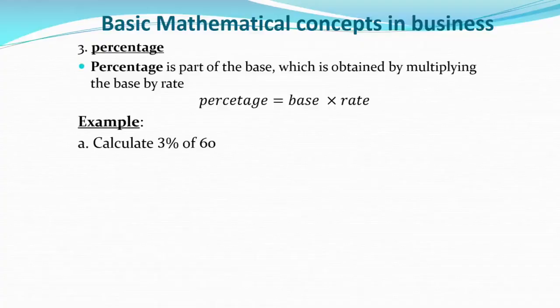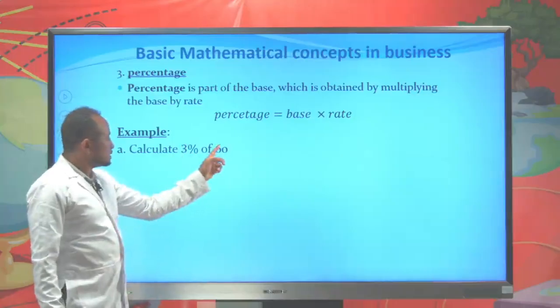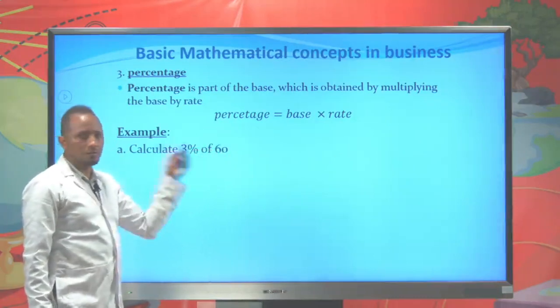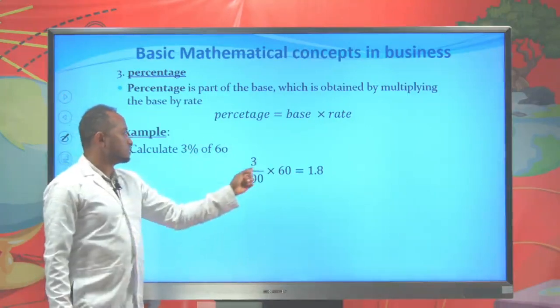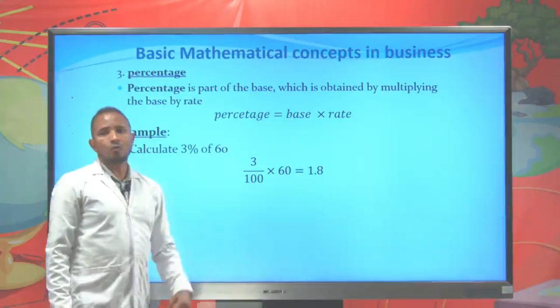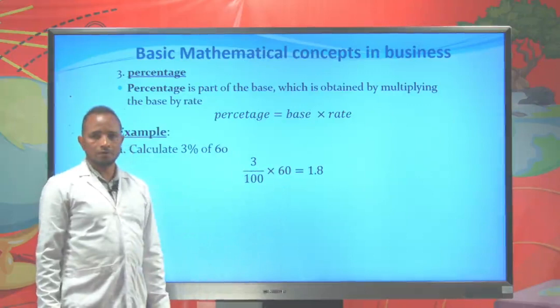Now let's see an example. Calculate 3% of 60. So this is the rate, this is the base. You are asked to calculate the percentage. So simply you multiply the two. 3% means 3 over 100 times 60, you get 1.8. Therefore 3% of 60 is 1.8.